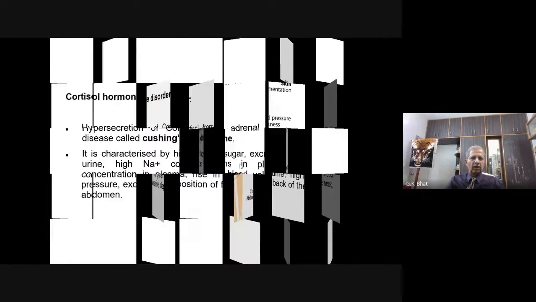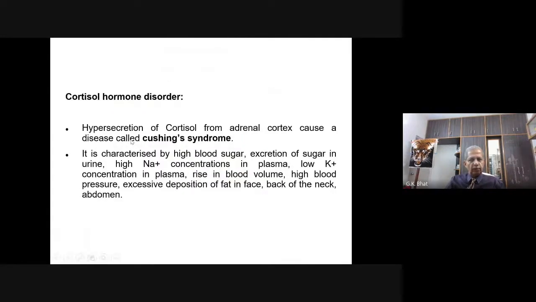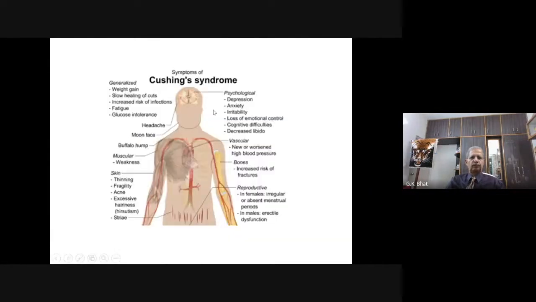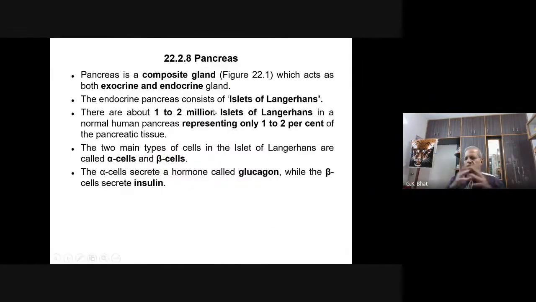On the other hand, hypersecretion of cortisol from the adrenal cortex causes a disease called Cushing's syndrome. So remember, Addison's disease is due to hyposecretion of the glucocorticoids and mineralocorticoids, and Cushing's syndrome is due to hypersecretion of cortisol. Right? Now, let us look into another endocrine gland, that is the pancreas.